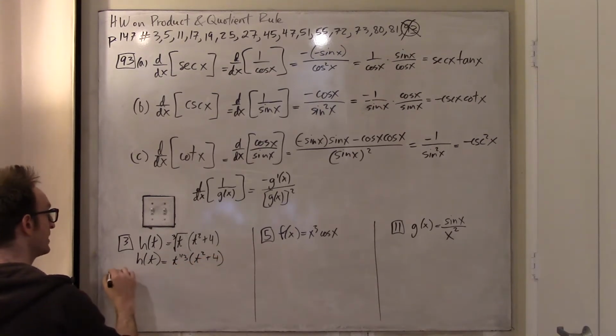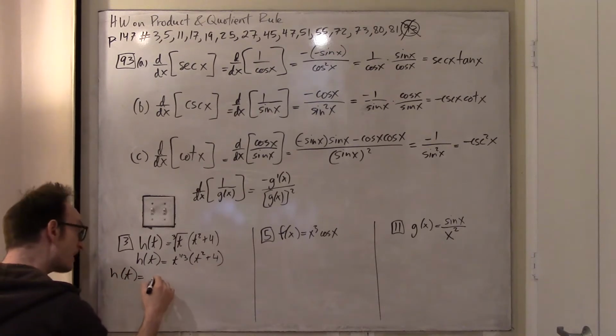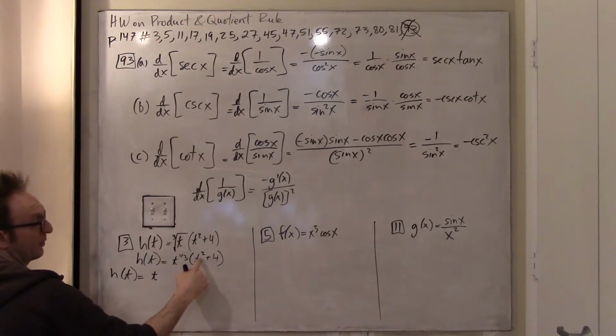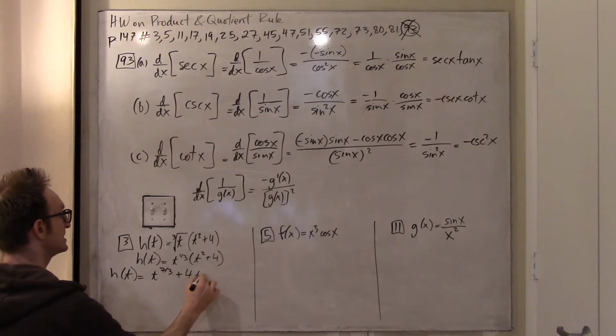Personally, what I would do here is just multiply this through, giving me t to the, well, 2 plus a third is 7/3, plus 4 times t to the 1/3.